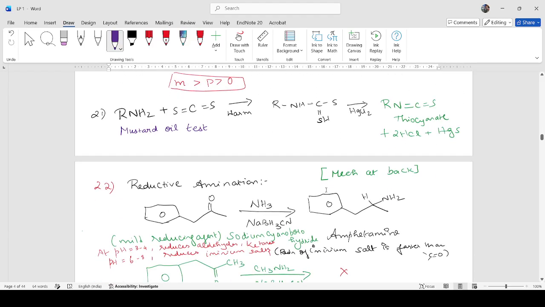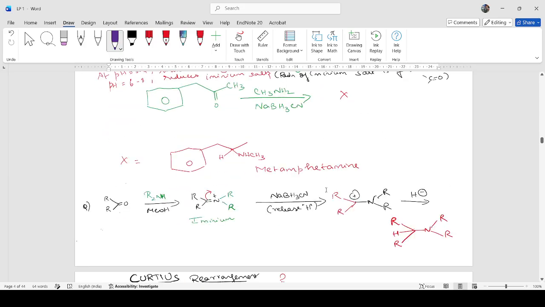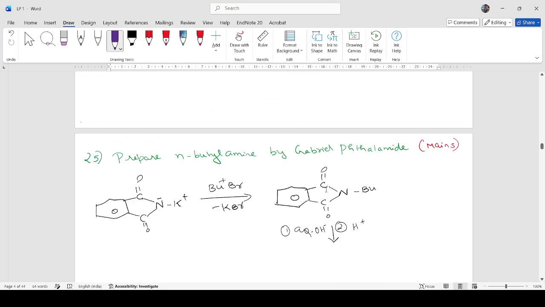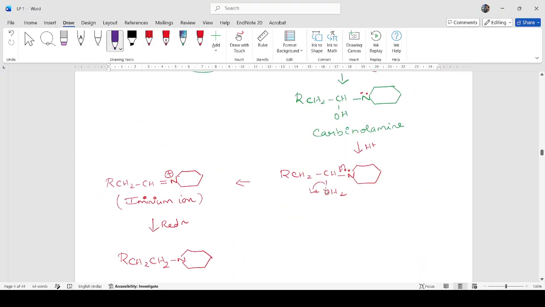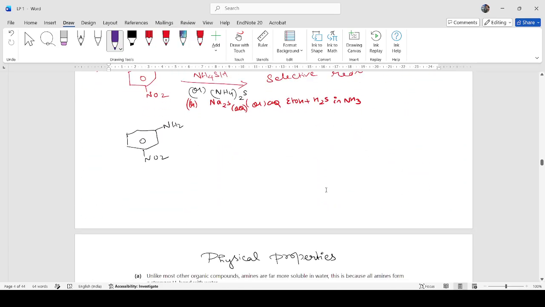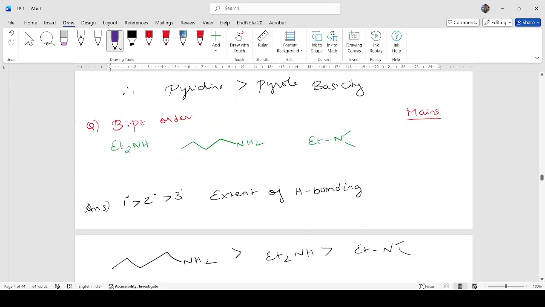We are going for the nitro compound. The nitro reduction at different conditions. When I'm using it in acidic medium, alkaline medium, and in neutral medium, what are the products that I would get?